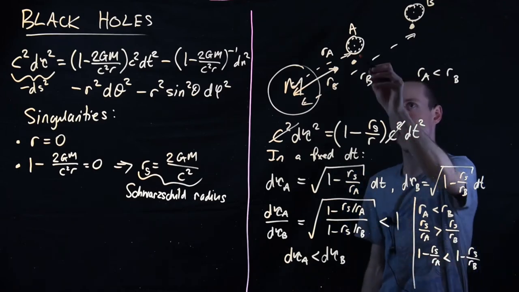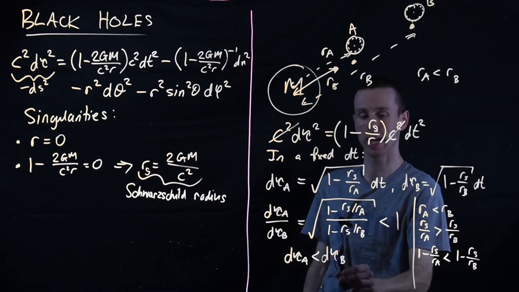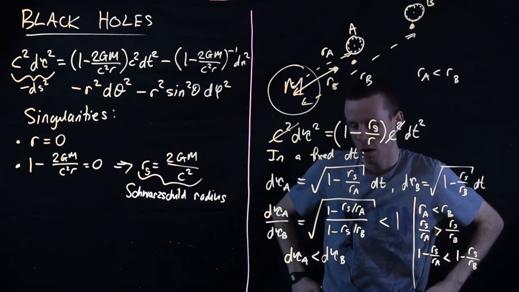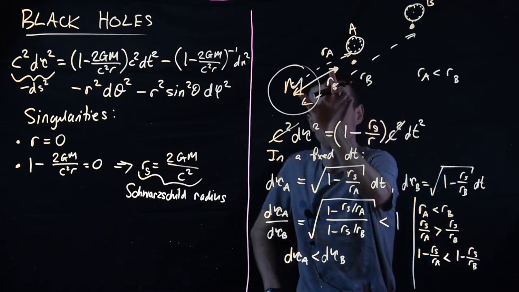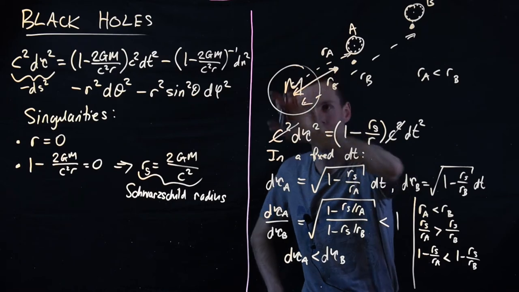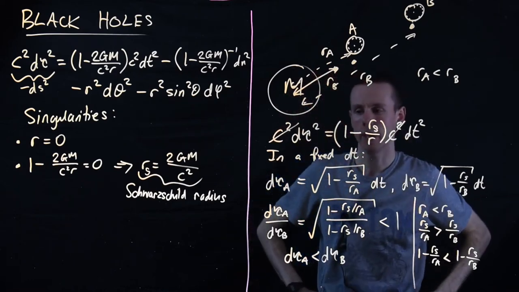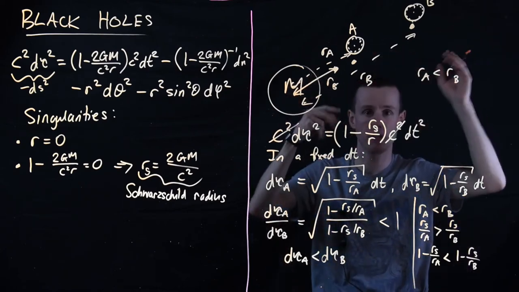So clock A in the stronger gravitational field runs slower. It records less time than clock B that's further out. But that's true so far without our having really used the fact that the mass distribution is wholly contained inside the Schwarzschild radius. So this will be true for any two clocks in any gravitational field so far.